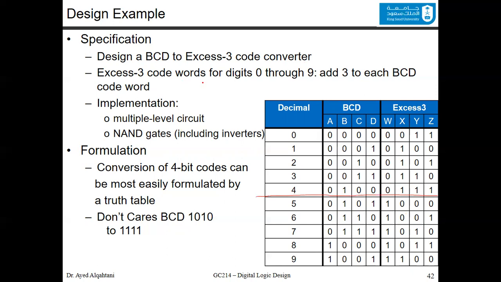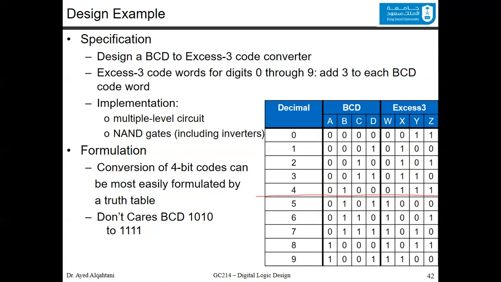The X3 code words for digits 0 to 9 add 3 to each BCD code word. So if you have a 0, you will add 3. This is 3. 1 plus 3 is 4. 2 plus 3 is 5, and so on. 3 plus 3 is 6, and 4 plus 3 is 7. Now, if you want to continue up to 9, 9 plus 3 is 12. So for the implementation, you could use a multiple-level circuit with NAND gates, including inverters.